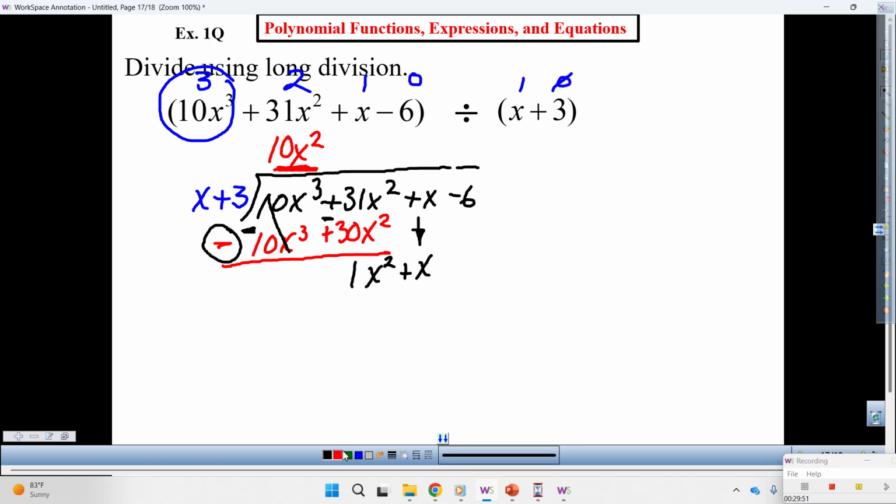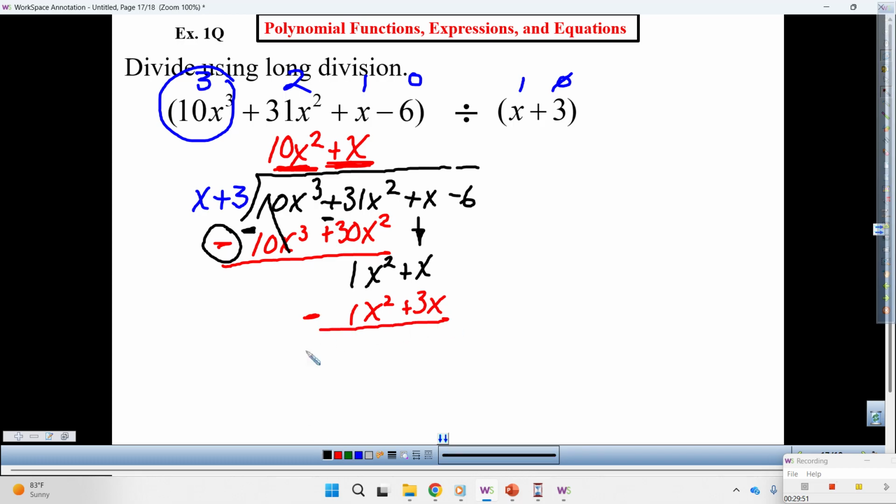So, start all over. What number times x gives me 1x squared? Tell your neighbor, and then German's going to enlighten us. What number times x gives us 1x squared? All right, German. X, that is correct. A positive x. So x times x is 1x squared. X times 3 is positive 3x.